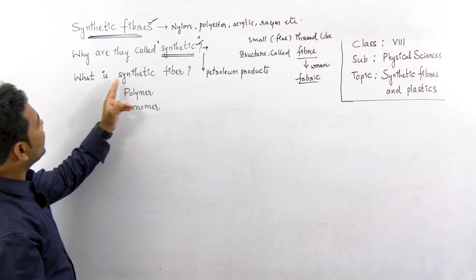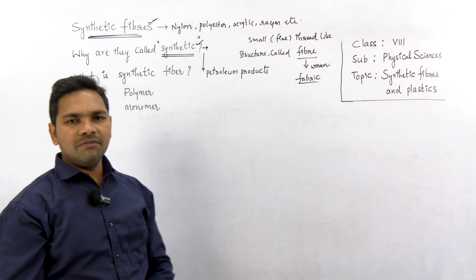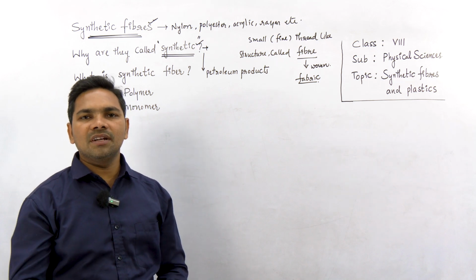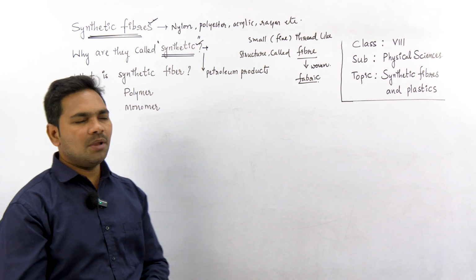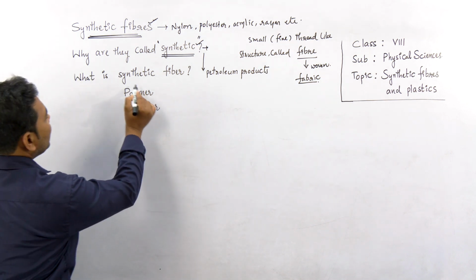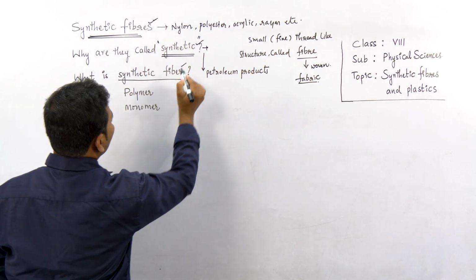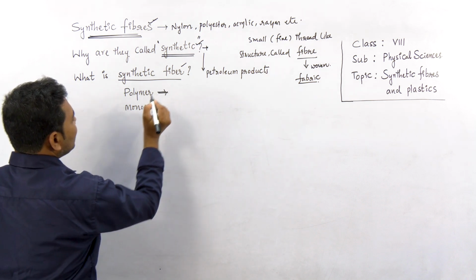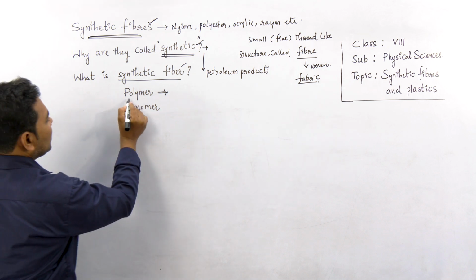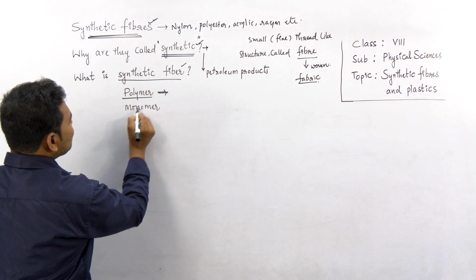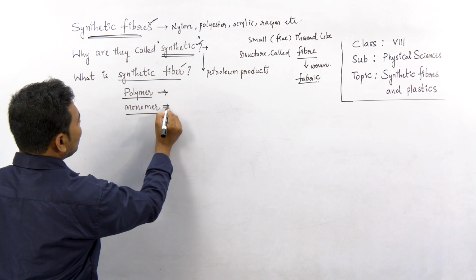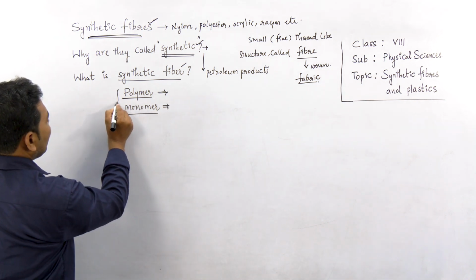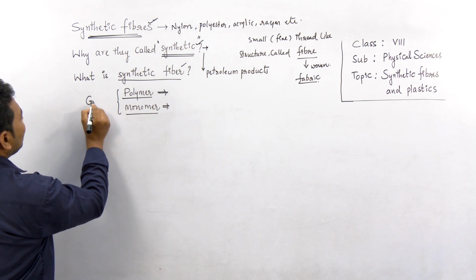Next, what is a synthetic fiber? We discussed artificial fibers, man-made fibers are called synthetic fibers because they are obtained from petroleum products. But what does a synthetic fiber contain? Synthetic fibers generally contain smaller units called polymers, and these polymers are made from still smaller units called monomers. These two words are actually obtained from Greek words.